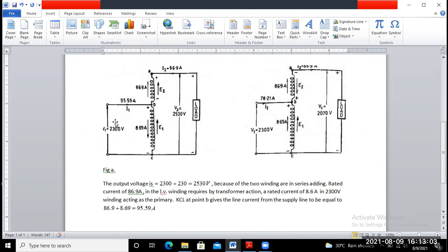Okay. So now what is the rating of the auto transformer? What is the rating of the auto transformer? That means whatever the total output voltage appearing across the winding, winding AB, oh sorry, AC, or the current flowing through this winding. Okay.